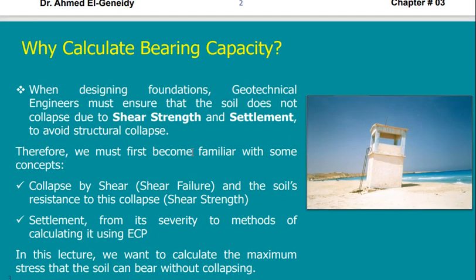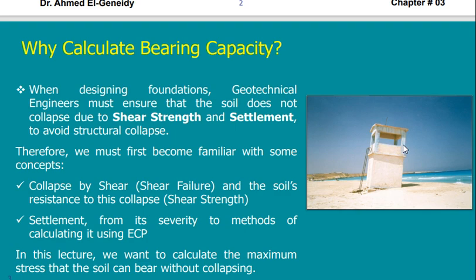Let's discuss what bearing capacity is. If you see this tower, it's a small observation tower on the sea. It is there. It is standing. It did not fall, but it is out of order. Why? Because it suffered excessive settlement. It suffered tilting. So these settlements affected this building.